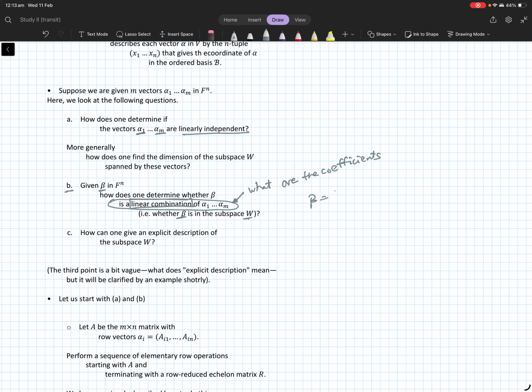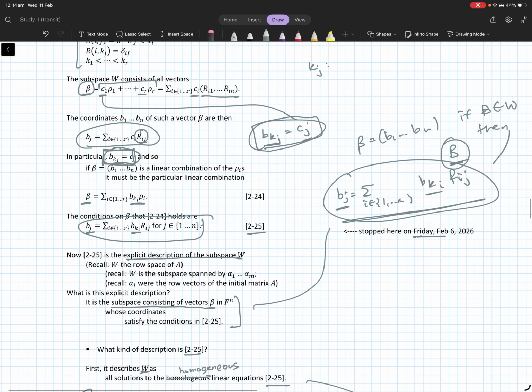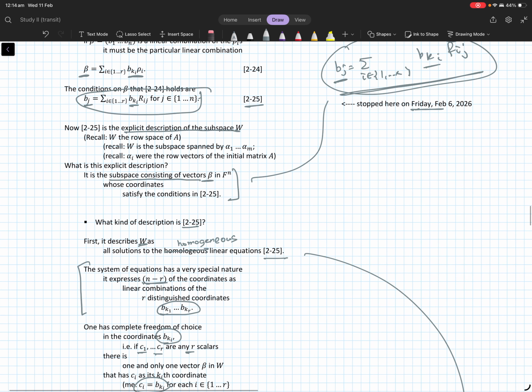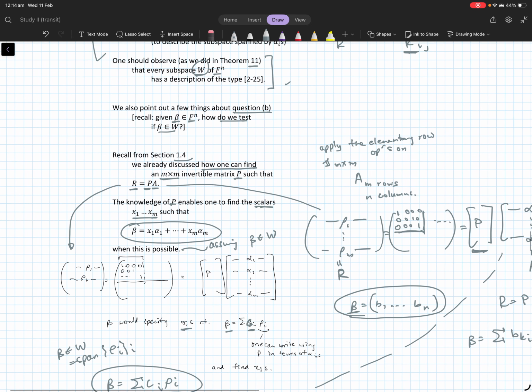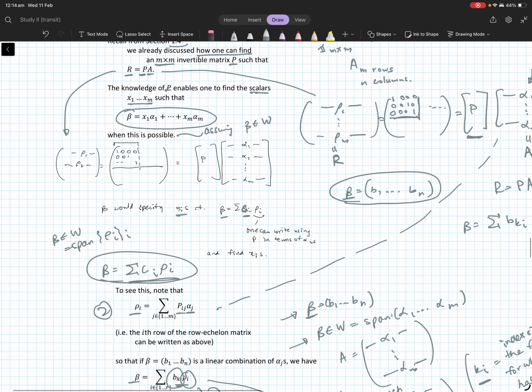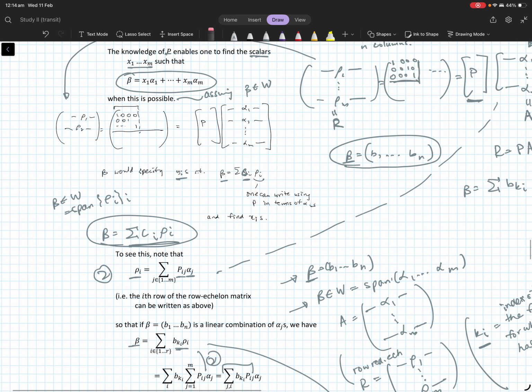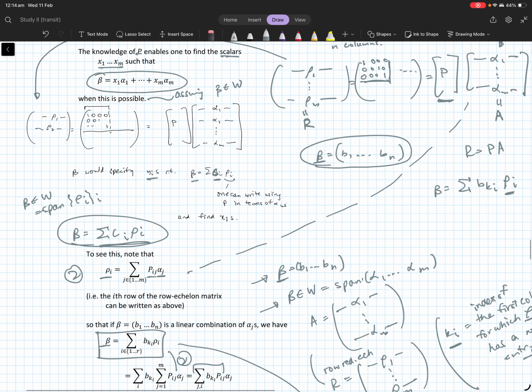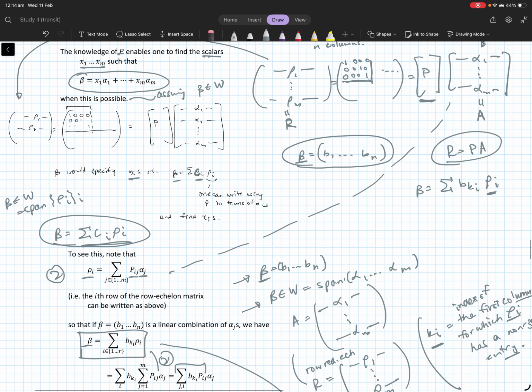So you want to write beta as a linear combination of x i alpha i, and we're asking what these x i's are, right? So to compute these x i's, what we're going to do is, we already know that beta has this form, right? And we also know from this matrix here, that R equals PA condition, one can write rho i as this matrix P multiplied with, basically linear combinations of alpha j's, right?